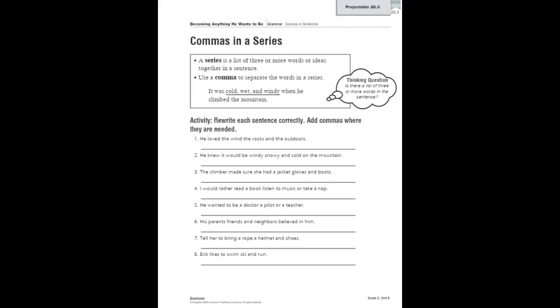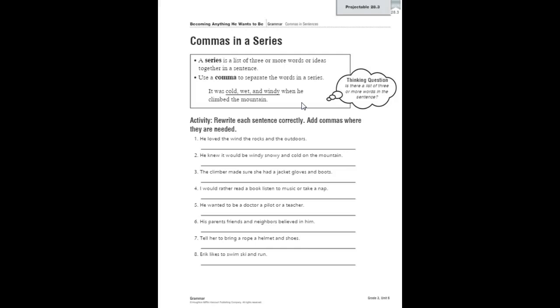Commas are used to separate the words in a series. The series could be a list of 3 or more words or ideas that are put together in a sentence. Here's an example. It was cold, wet, and windy when he climbed the mountain. See the commas? Cold, wet, and windy.